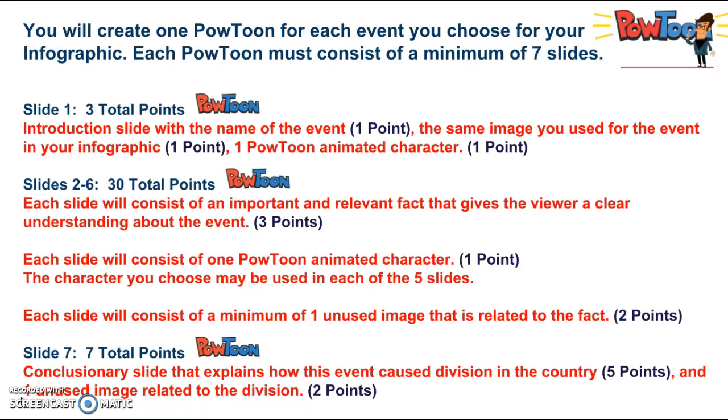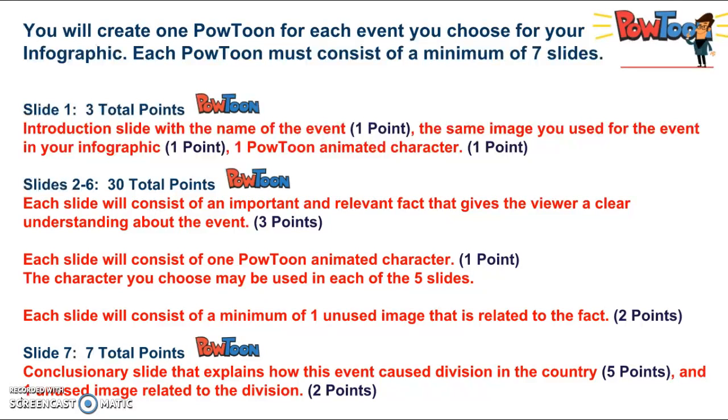Here is a copy of the rubric that they are going to have to follow in their creation of their Powtoon video. After they choose their 5 events, they're going to have to create a Powtoon video for each of those events, and each video has to consist of a minimum of 7 slides.